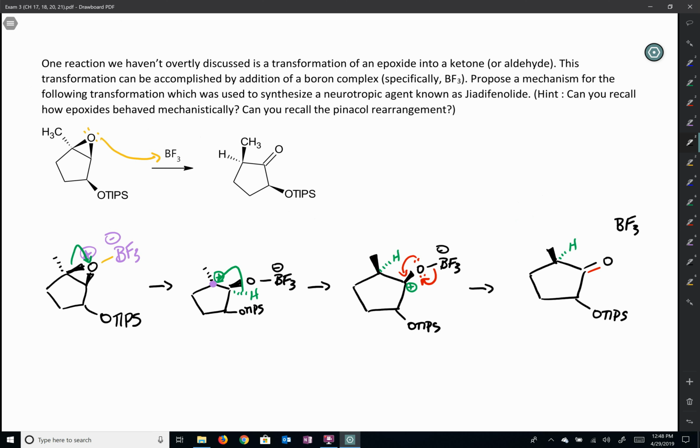Not too bad, right? The key is Lewis acid, and then find the best cation, do a hydride shift, and then slam down a pi bond to make a carbonyl. Okay? And there we go. That's the end of exam 3.